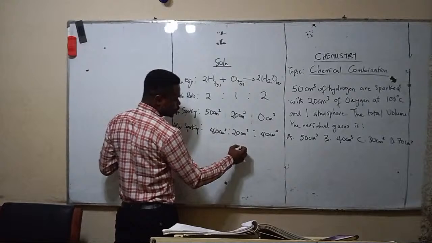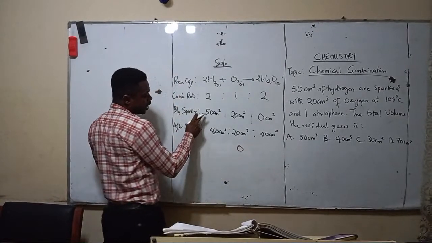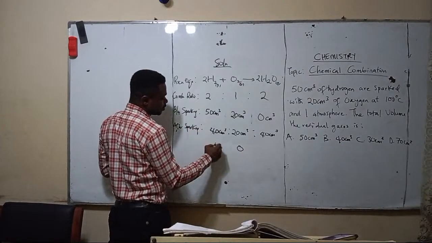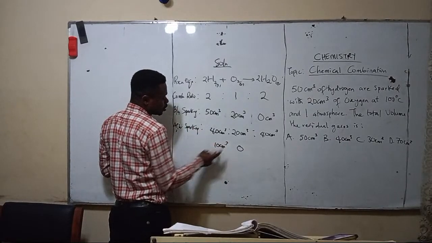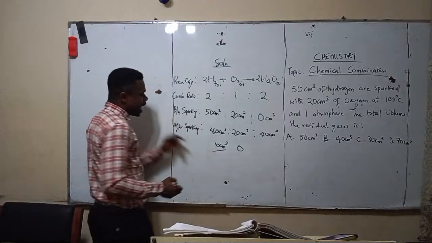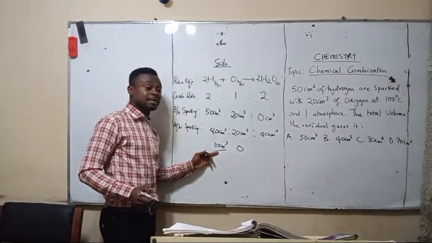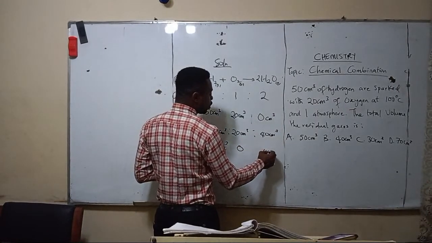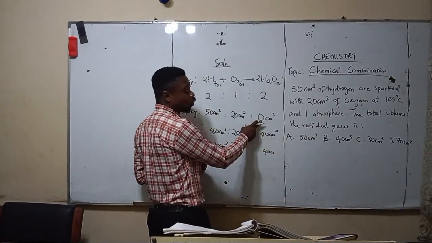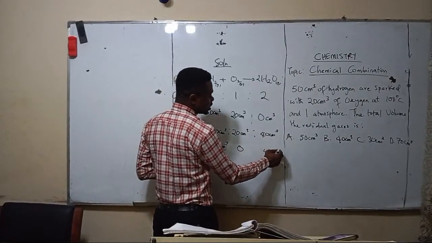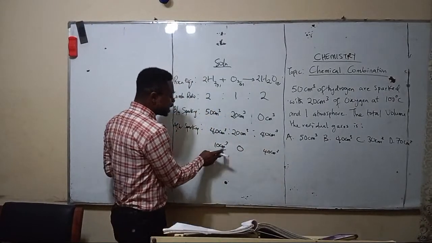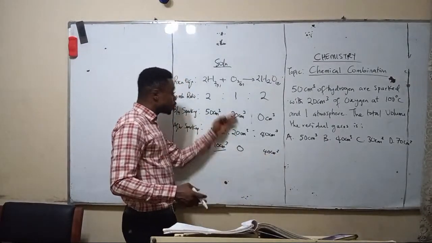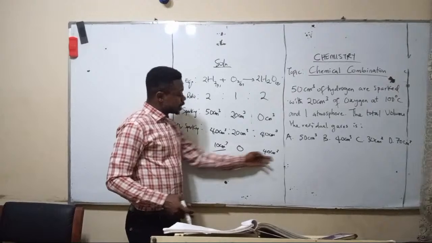Here is 0, nothing will remain here. Here, 50 cm3 minus, the difference here is 10 cm3. So residual hydrogen will remain, which is 10 cm3. Here, of course, the water formed will be 40 cm3, but initially there was no water there. So this is 10 cm3 of hydrogen, 40 cm3 of water. Oxygen is gone.